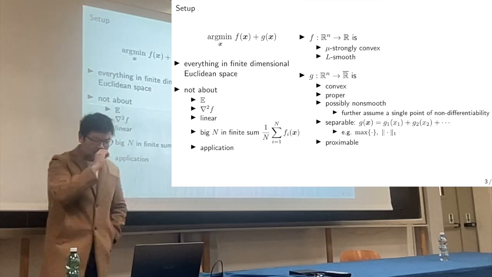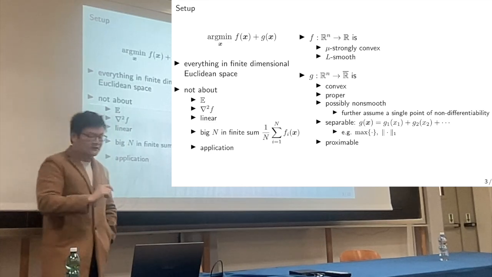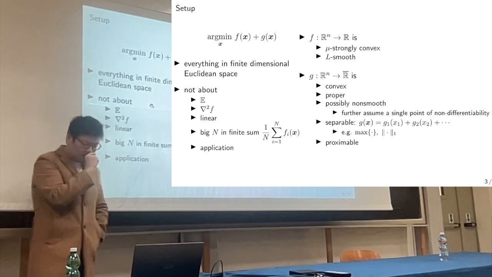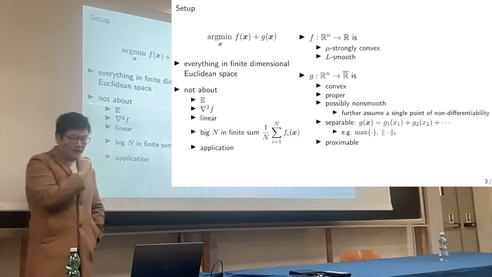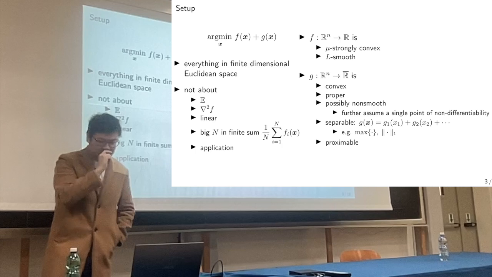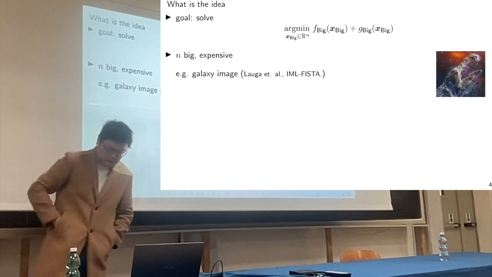Everything is in finite dimensional space. I have to mention it because I am going to use infinite dimensional space techniques. And I don't care about randomness. There's no second order thing, no linear thing, no big sum. And I'm not talking about applications much because mostly it's called non-smooth analysis. These are just technical terms. Okay, so now let's go to the big idea.